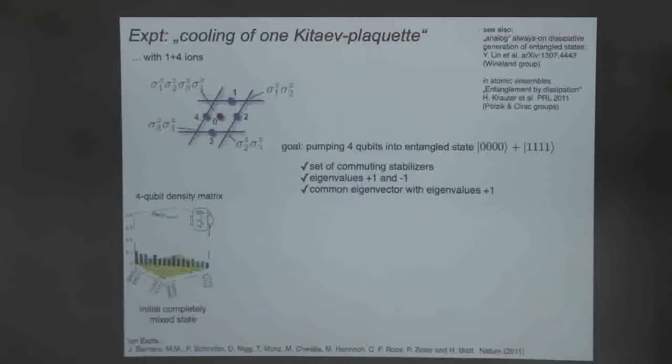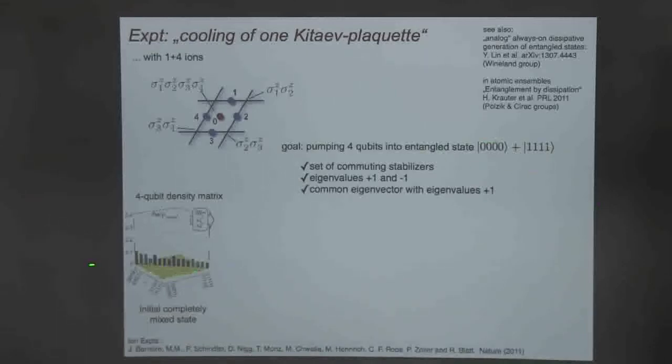Here's an example of how one can use this for dissipative preparation for 4 qubits in an entangled state. So the idea would be that we try to realize this pumping, as I explained, for this 4-body operator by pumping into the simultaneous +1 eigenstate of a set of commuting stabilizer operators, in this case these 4, such that the only unique dark state of this collective dynamics is, in this case, this entangled 4-qubit GHZ state.